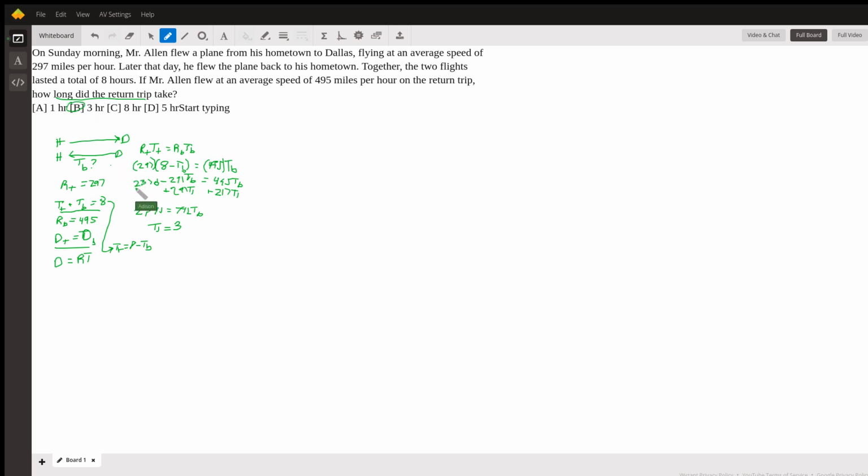And just like that, by using the formula distance equals rate times time, and using that formula with all the other information given to us, we were able to decipher the time with one equation and in a very simple way.